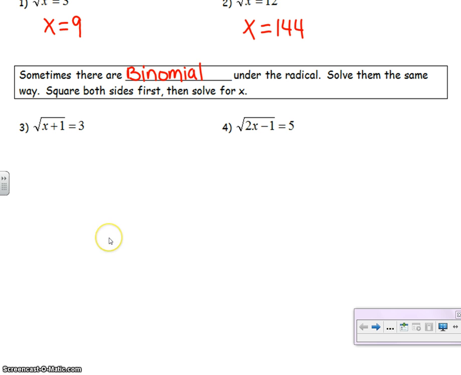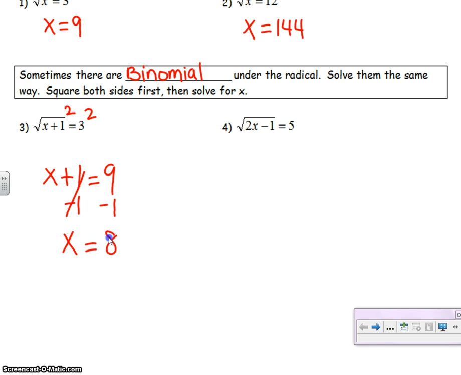So when we look at number 3, we have the square root of x plus 1 equals 3. We square both sides. We are left with just x plus 1 is equal to 9. And then we'll solve this like a regular two-step equation. Subtract 1 from both sides, and we're left with x is equal to 8.